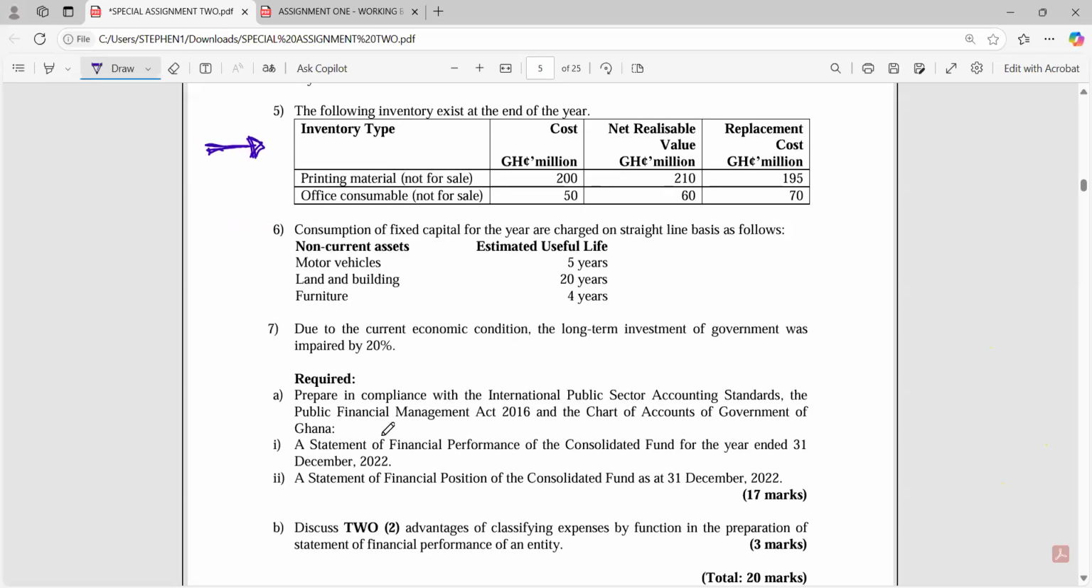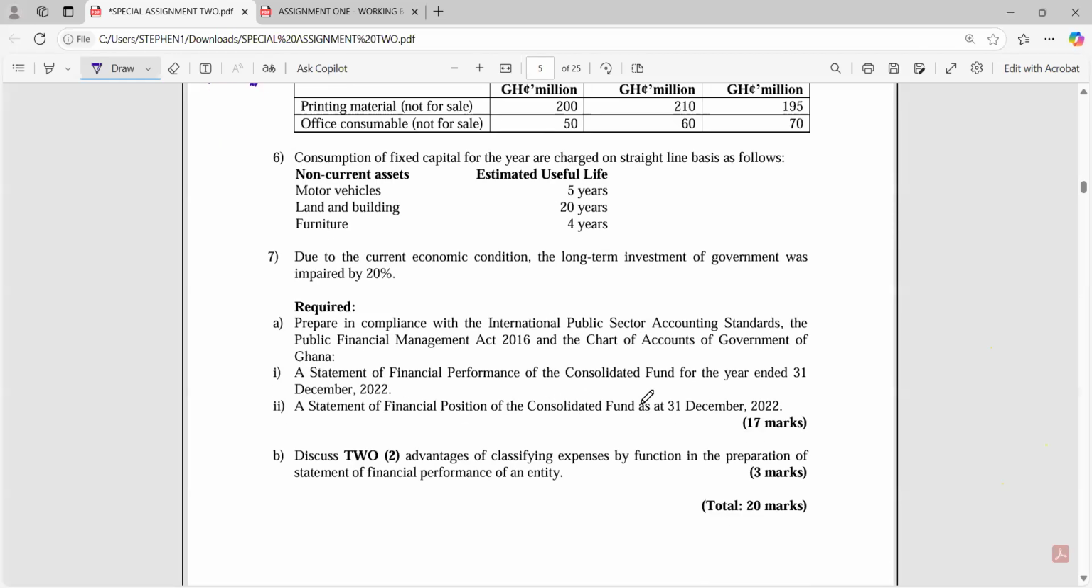So then the next one: prepare, in compliance with the IPSAS, A, statement of financial performance; B, statement of financial position. You understand? And B, discuss two advantages of classifying expenses by function in the preparation of statement of financial performance.